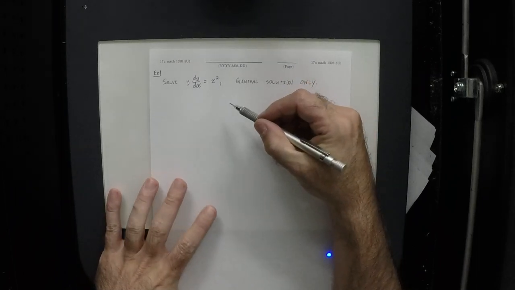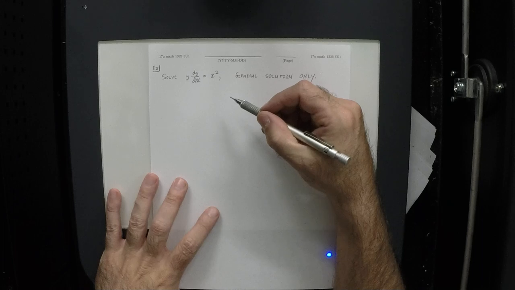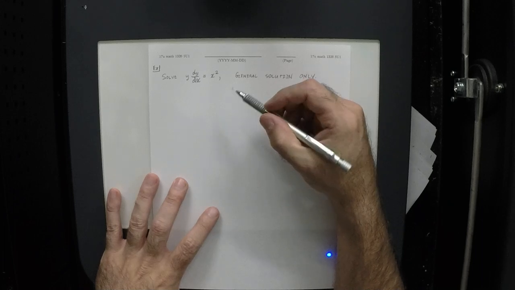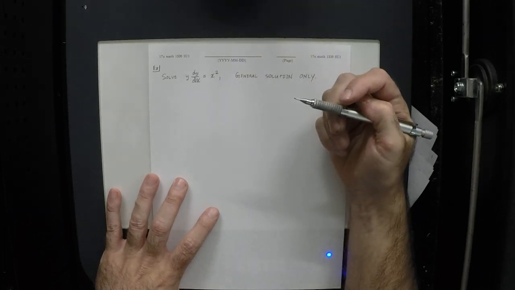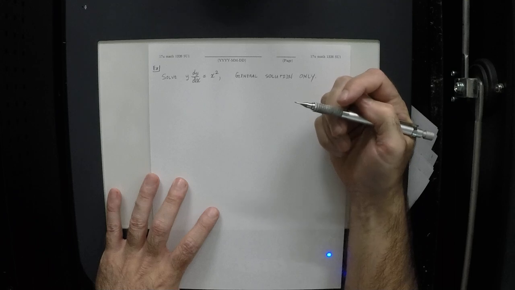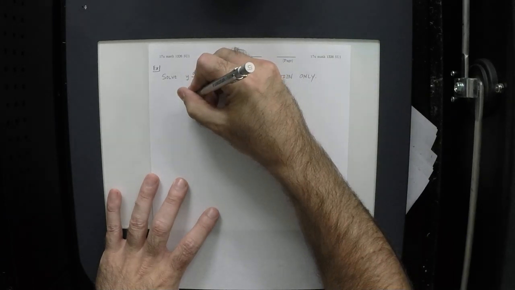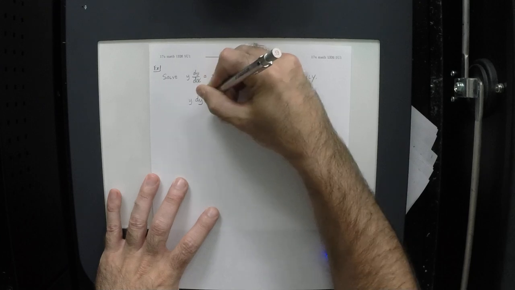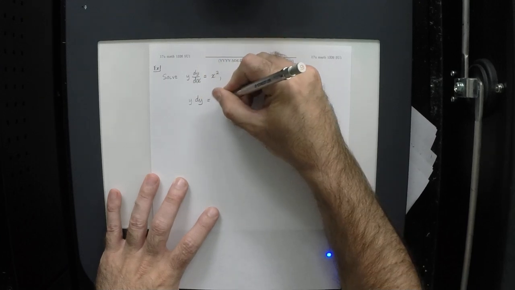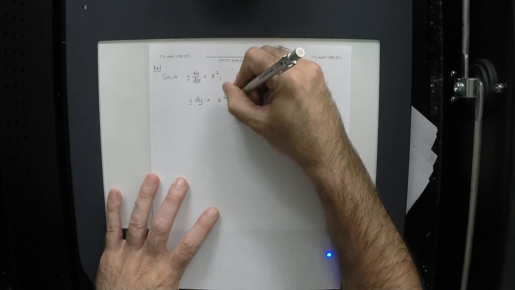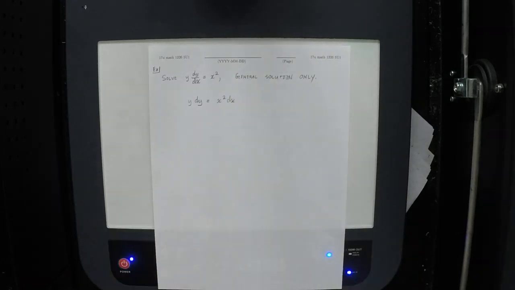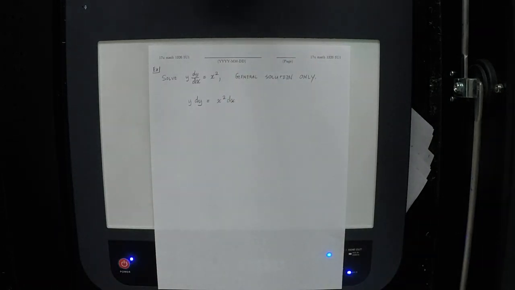Okay. So what can we do? Separate, right? Same thing we always do. So y dy is x squared dx. So were we able to separate the variables? Yeah, once you've achieved separation, then what?